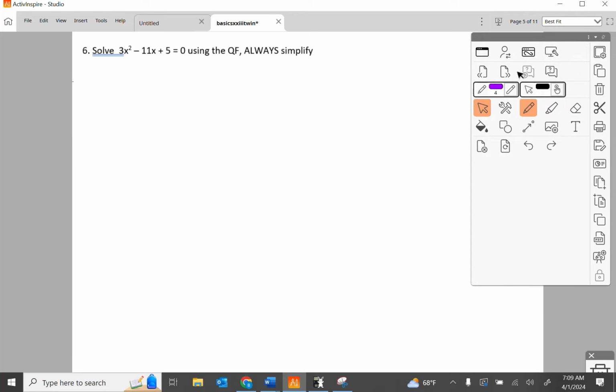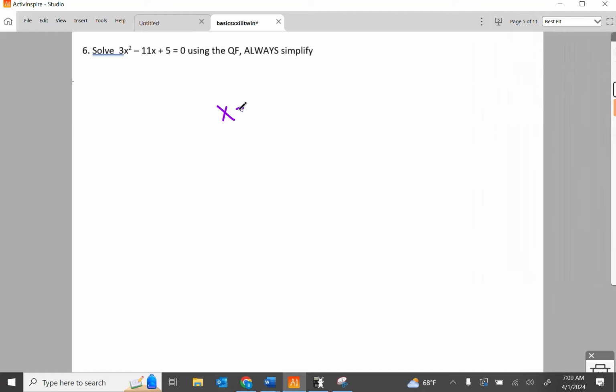Solve this guy using the quadratic formula. I am so tired I don't feel like singing. So that it's x equals negative b plus or minus the square root of b squared minus 4ac, all over 2a. And you plug some stuff in. That's all you do. Here we have a negative 11.